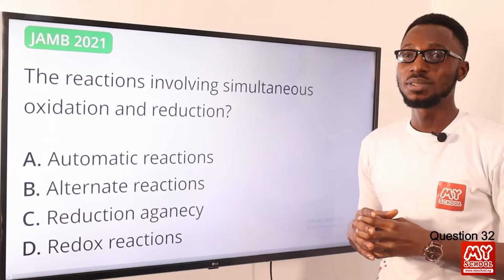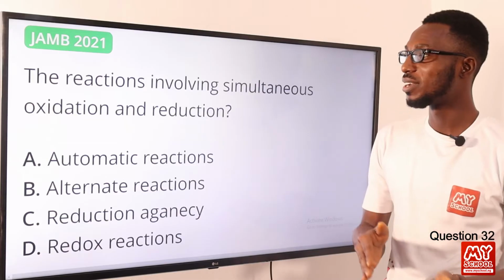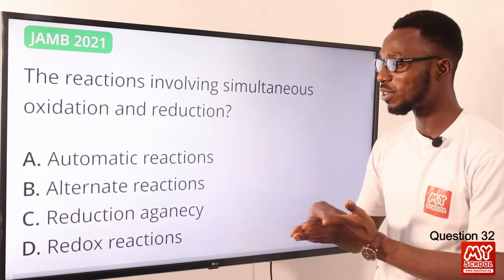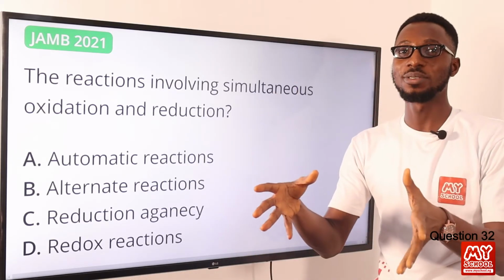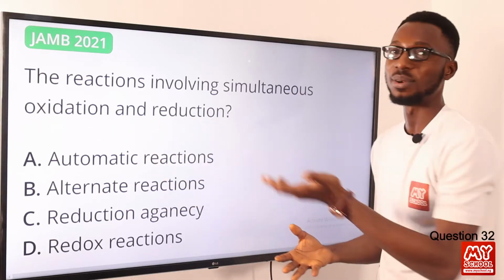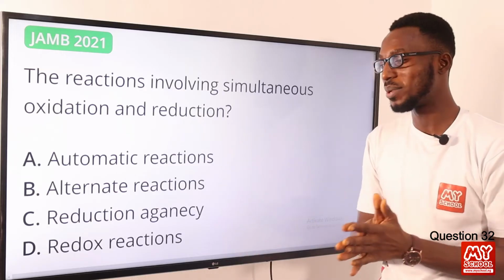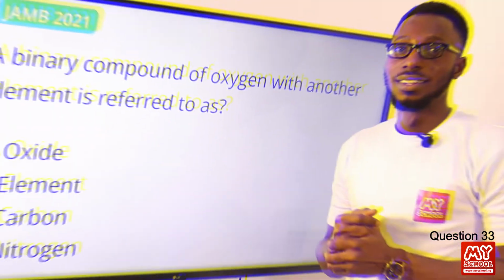Question 32. The reaction involving simultaneous oxidation and reduction is actually a redox reaction. So if you check the definition of redox reaction, you see that it's actually a fundamental reaction that has two parts, and those parts are the oxidation and reduction parts. So even though they are quite opposite, they are complements of one another. So the correct option is option D for redox reaction.